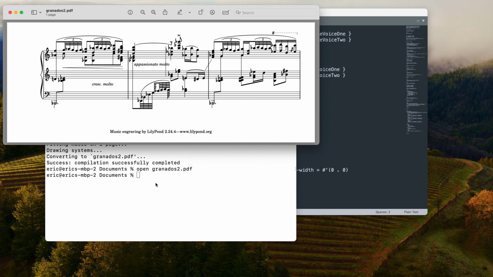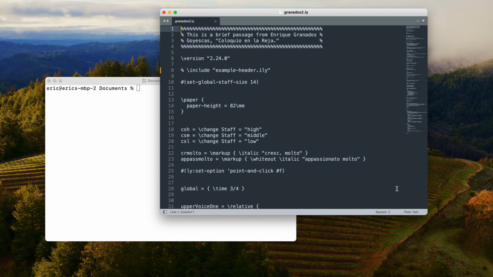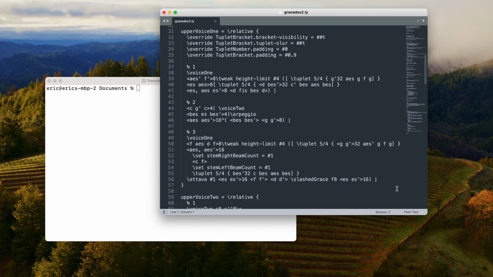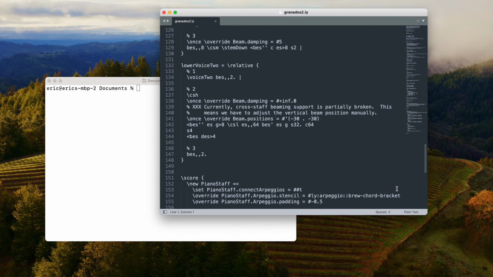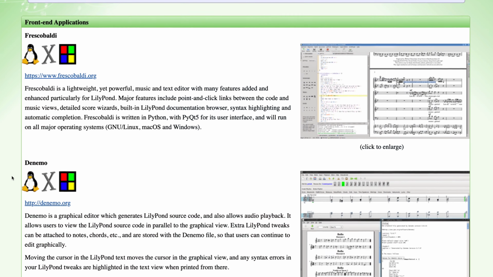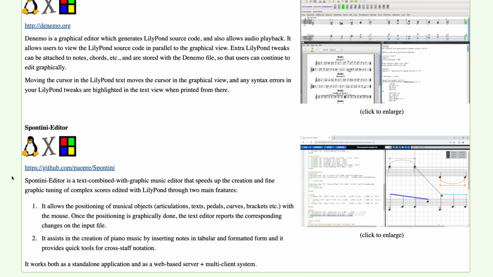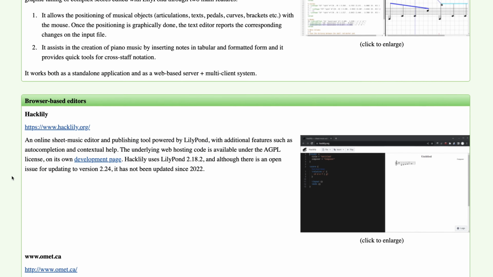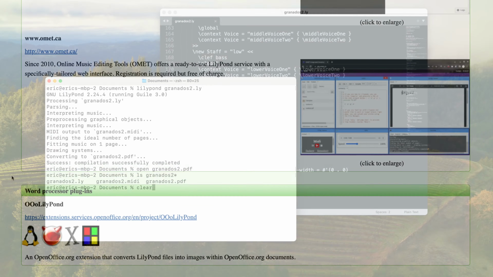In fact, I used to use LilyPond before I started using Finale. But my guess is that not many of my viewers will have the patience or temperament to learn the LilyPond language and would want a graphical notation program instead. There are a couple of semi-graphical front ends to LilyPond, but they are fairly limited in functionality.